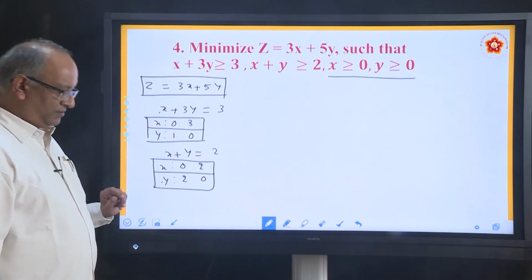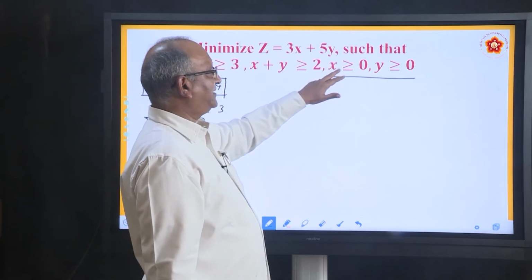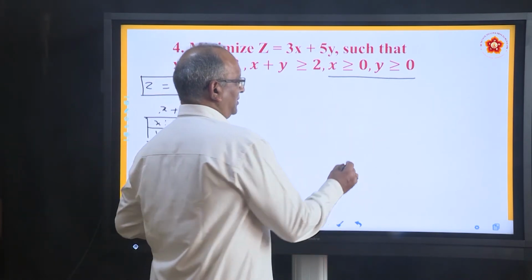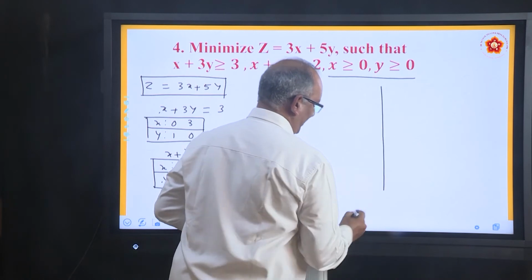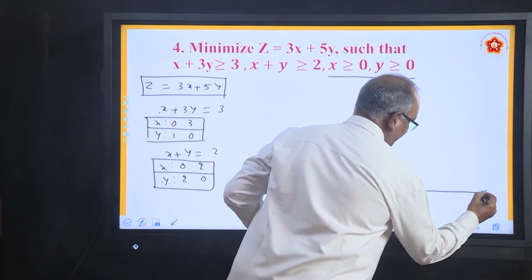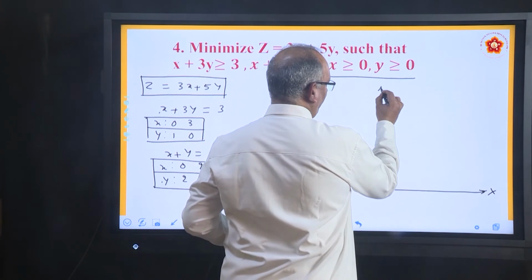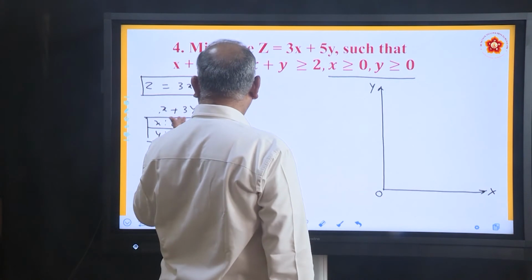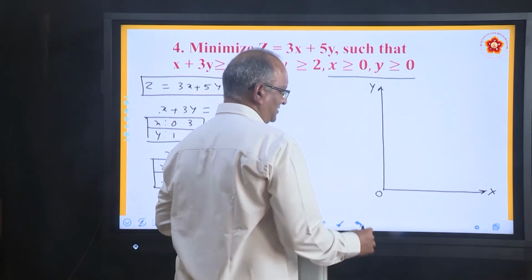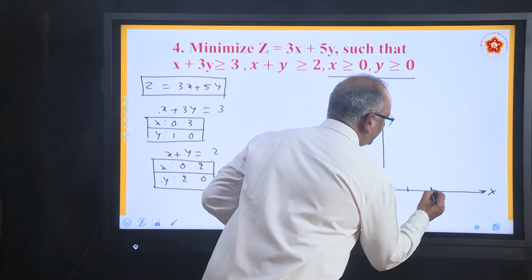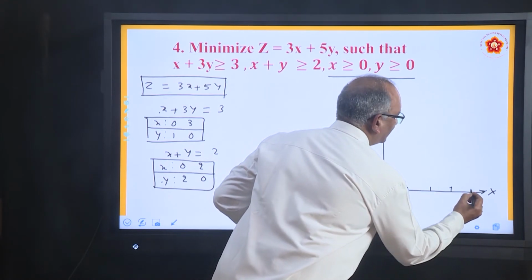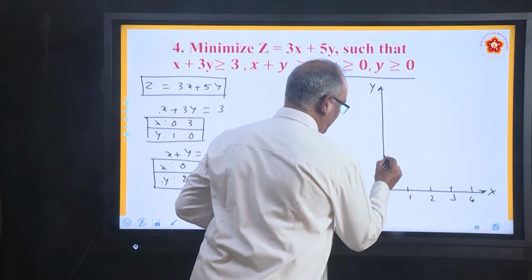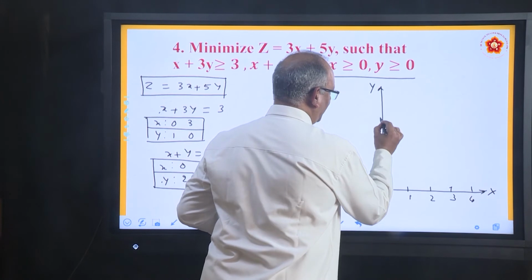Okay, so let us draw. As I mentioned, x is greater than or equal to 0, y is greater than or equal to 0. Together it is the first quadrant. So, suppose this is the y axis, this is the x axis, this is the origin, and the points are not very big. The maximum value is 3 only. 1, 2, 3, 4. Similarly here 1, 2, 3, 4.